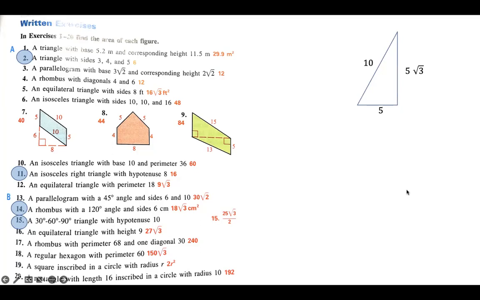Then we simply need to multiply base times height. So 5 times 5 root 3, all divided by 2. So 25 root 3 over 2. Not a pleasant answer, but that's the answer.